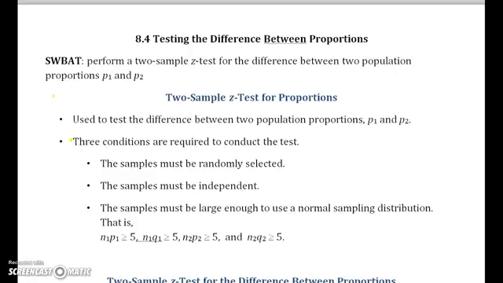Three different conditions need to be satisfied in order for us to do this. Number one, the samples have to be randomly selected. Number two, the samples must be independent. And number three, the samples must be large enough to use the normal sampling distribution. So what that means is these things have to be in place. We'll talk a little bit more about those when we get to it.